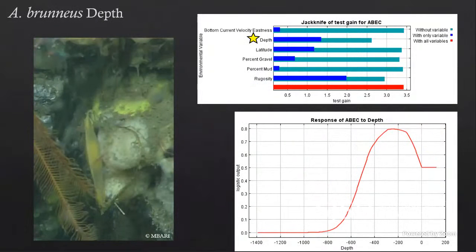Next, looking at Abranius depth, again, focusing first on the top right, the jackknife output for depth. Again, looking at only the dark blue bar indicates that depth when used in isolation has the second highest gain, and it is the second most effective variable in identifying likelihood of suitable egg-case habitat. Below here is the depth response curve. Between 150 to 400 meters, there was the highest likelihood of finding suitable habitat. This was at about 0.80 with a maximum stability at 300 meters depth.